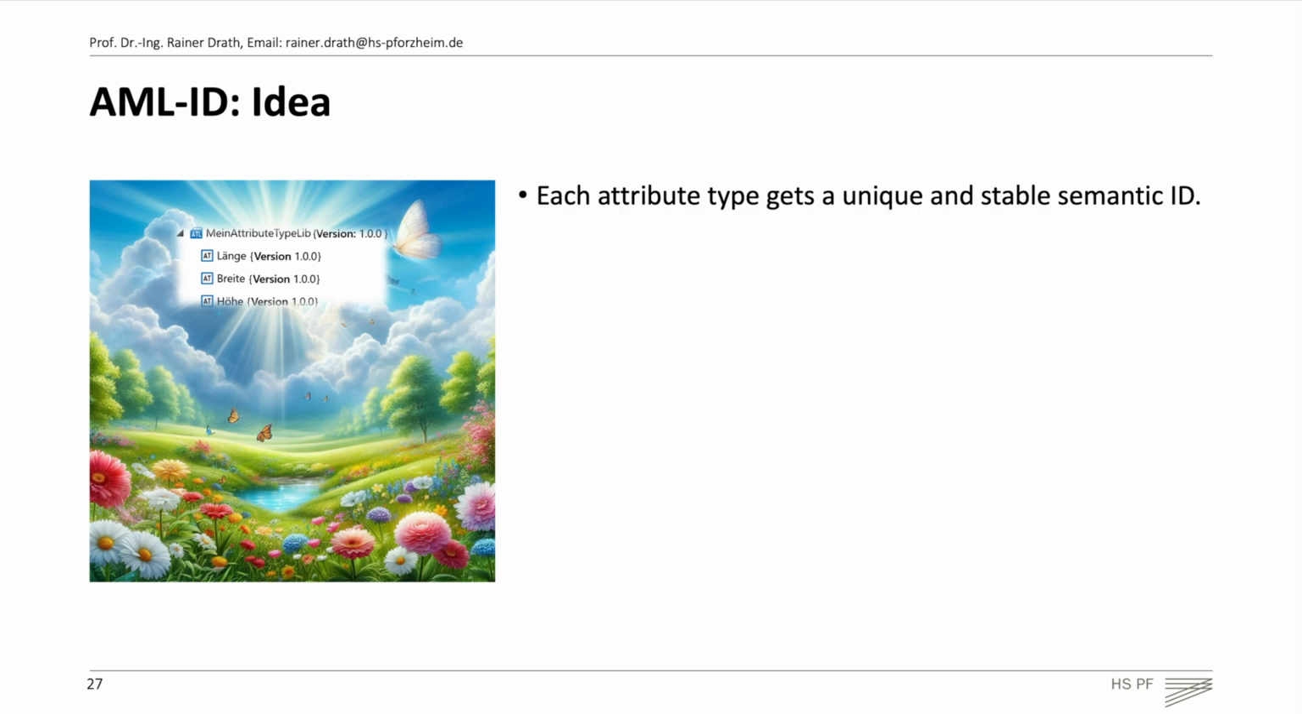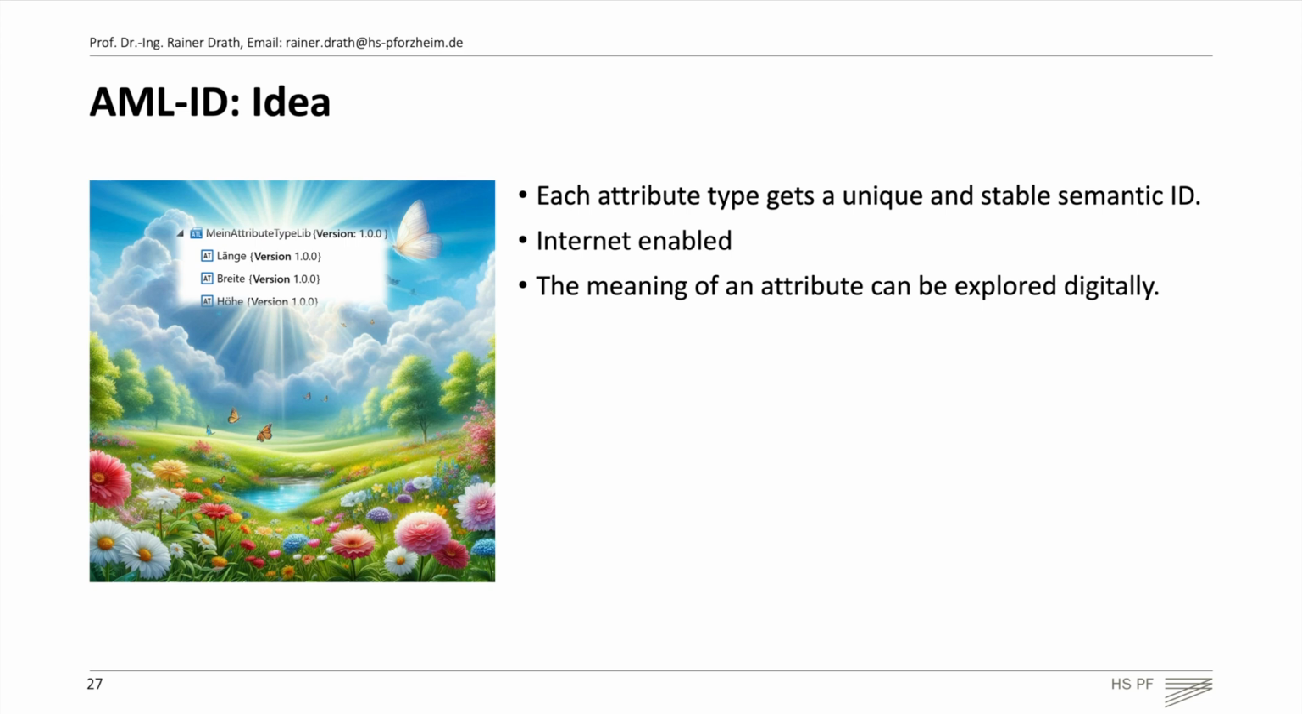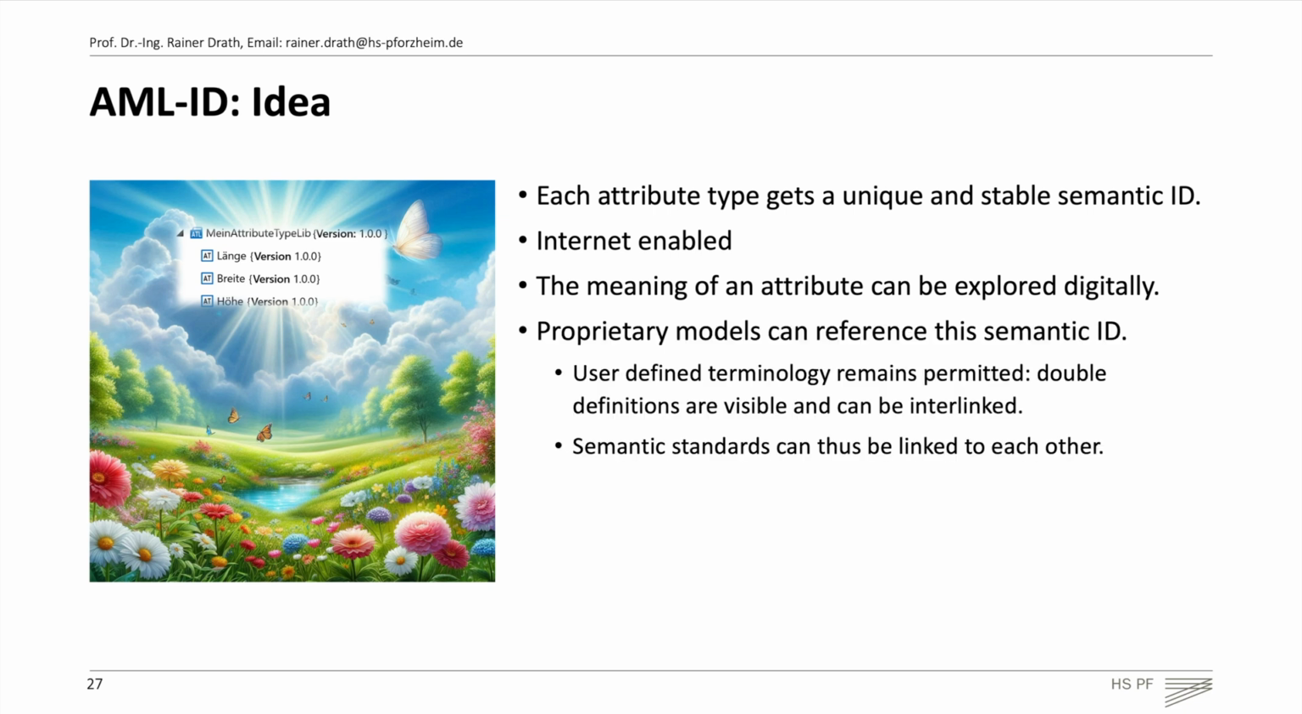To summarize it, the AML ID concept means that each attribute type gets a unique and stable semantic ID. The concept is internet enabled, meaning you can publish those libraries. They can be globally found, investigated, reused, and referenced. The meaning of an attribute can then be automatically explored digitally. If you receive an attribute and you don't know what it means, look into the semantic references. And proprietary models can reference this semantic ID.